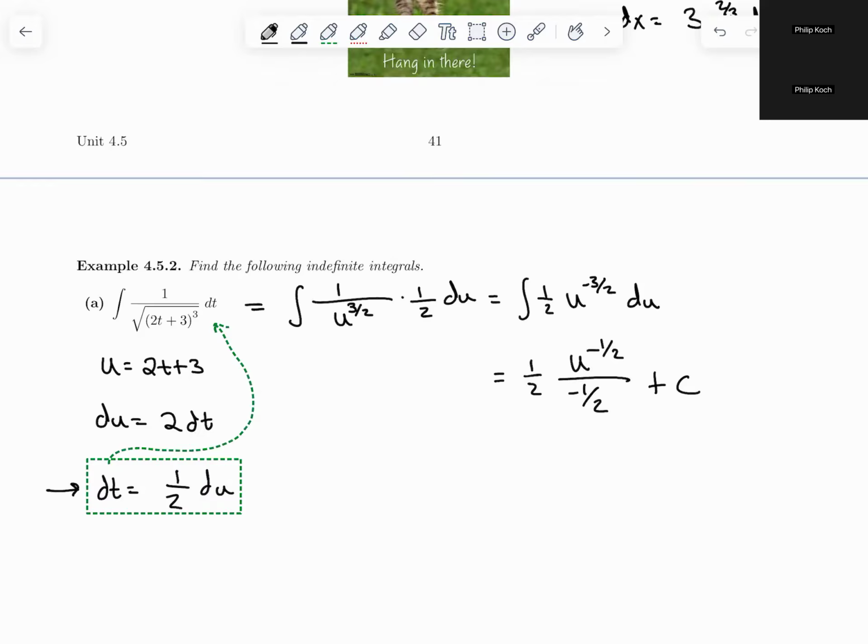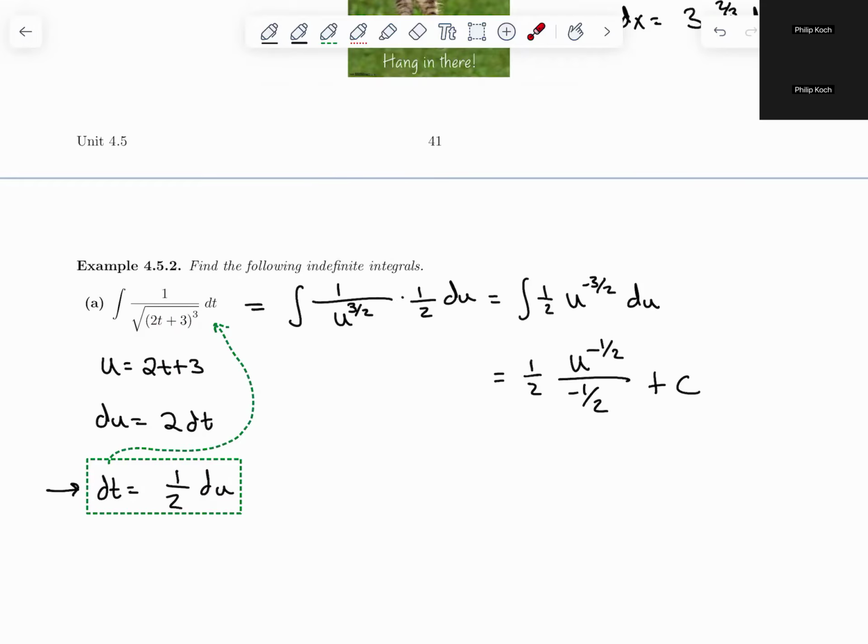Then, is everyone okay with that? Any questions on that integration? Parker. How did you get the integral of 1 over u to the 3/2, eventually from here to here? Sure. So u is declared to be 2t plus 3.